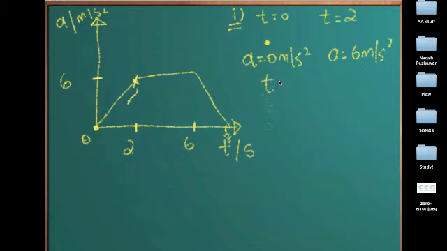Now from t equal to 2 to t equal to 6, it has a constant acceleration. This means that if the car had a velocity of 20 meters per second at this point, the velocity will increase by 6 meters per second every second. So I can just predict at 3 the velocity would become 26 meters per second, if this was 20 plus 6.